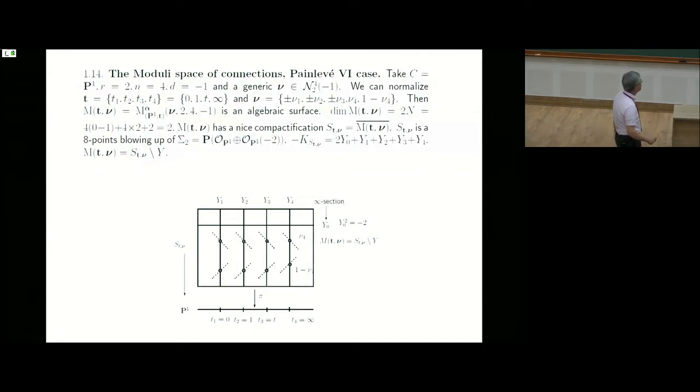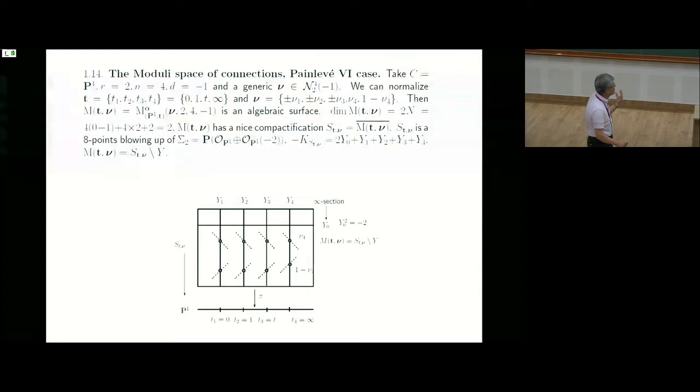So that's this one. Under this, the complement M_T^ν appears as the so-called space of initial conditions for the Painlevé VI equations. And you can prove that in the complement, there are no regular algebraic functions except the constant. I mean that the algebraic functions on M_T^ν are just constants. Okay, so how can you prove that?